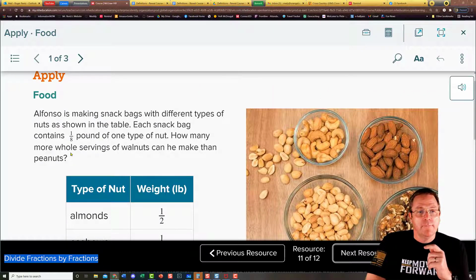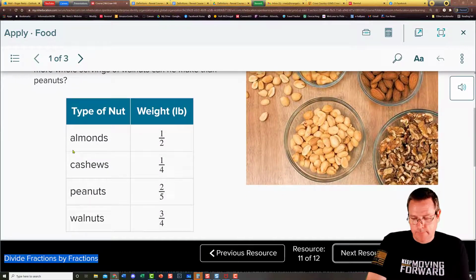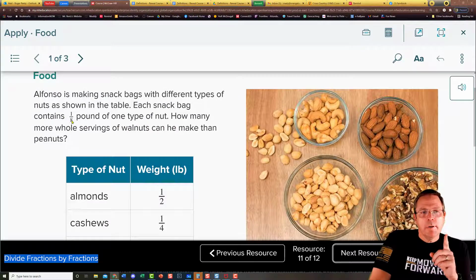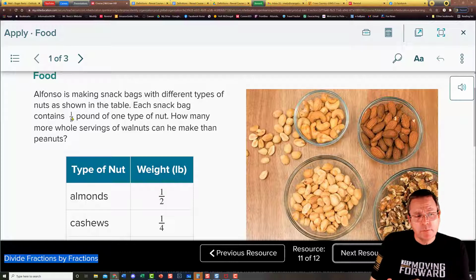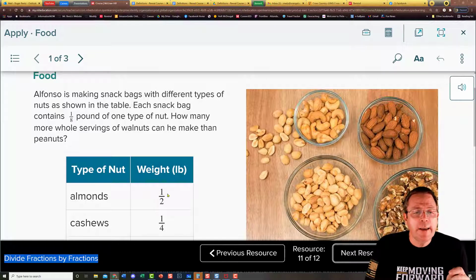So we need to figure out how many servings of walnuts and how many servings of peanuts. Now the important thing to recognize here is, is the 1/8 pound going to be the divisor or the dividend? We're dividing the nuts into 1/8 pound bags. So the nuts are going to be your dividend, the bag is going to be your divisor. Put that in plain English, the nuts are going to be your first number, the bag, the 1/8, is going to be your second number. Let's work the problem together.